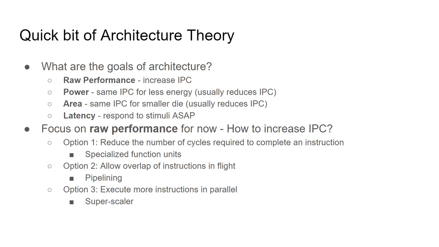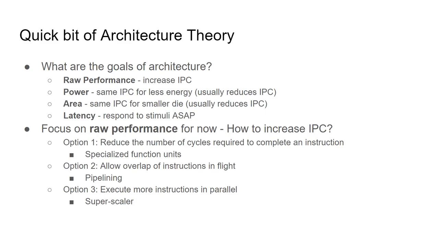So how do we increase the IPC? One option is to reduce the number of cycles required to complete an instruction. This is usually accomplished with specialized hardware acceleration. A few examples include floating point units, wider ALUs, specialized division hardware, and the shuffle operations introduced with Intel's MMX.